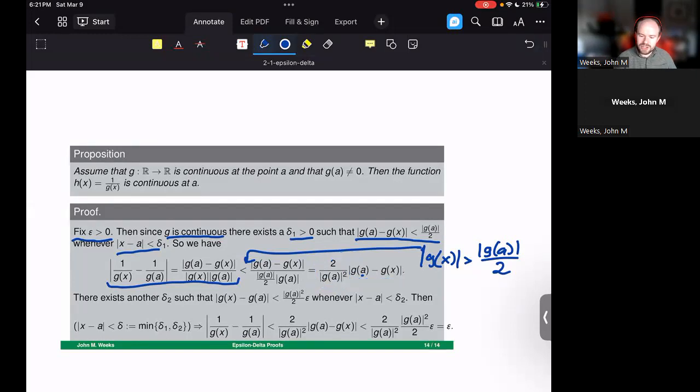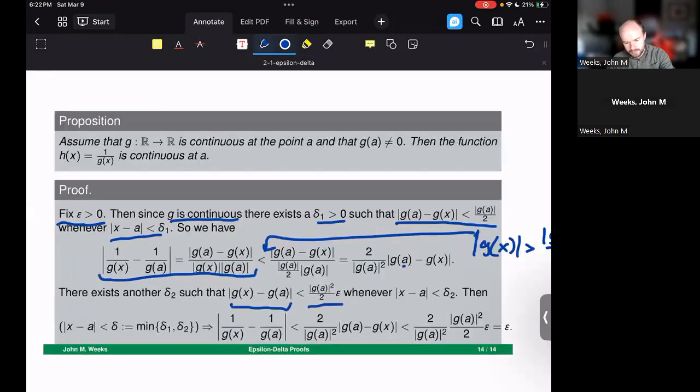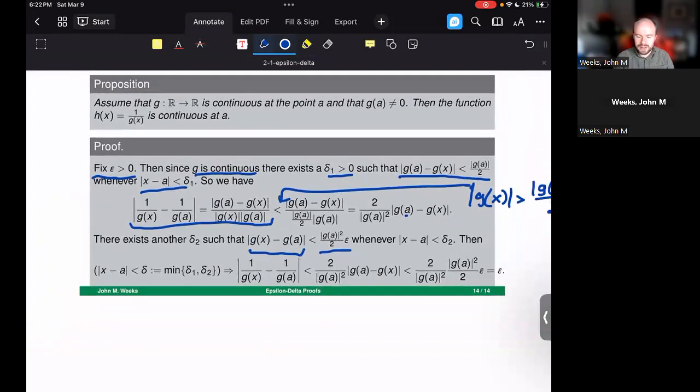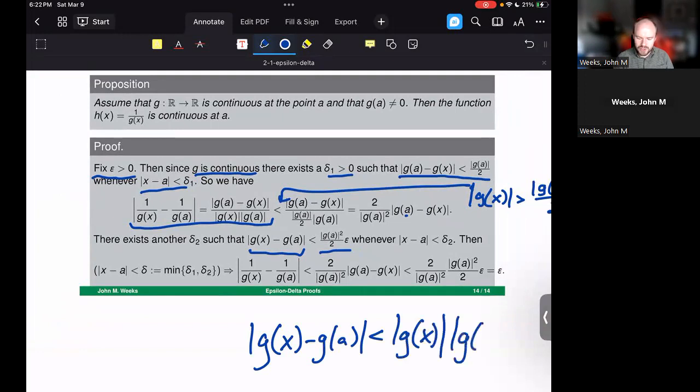So the only thing I need to do is make sure that I ask for this absolute value of g of x minus g of a to be less than the absolute value of g of a quantity squared over 2 times the value of epsilon that was given to me at the beginning of the proof. Now, this is okay for us to do. A, again, is a fixed point. Here's something that is not okay. If I had asked for the absolute value of g of a minus g of x to be less than absolute value of g of x, absolute value of g of a, epsilon, then this would not have been okay.